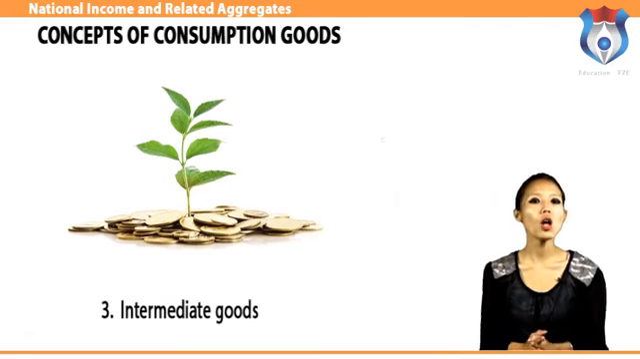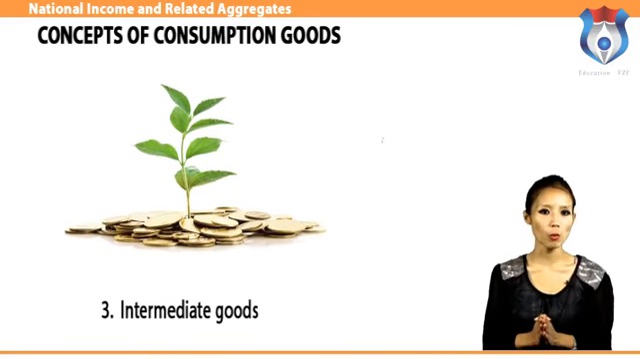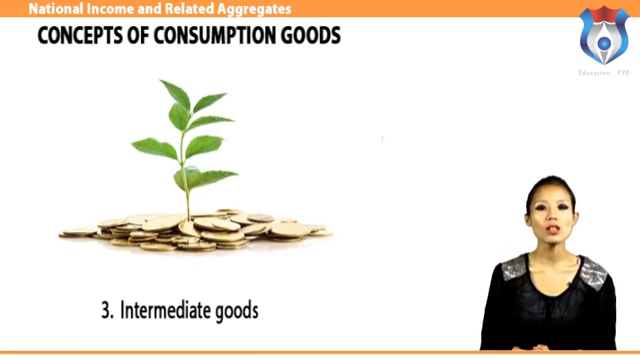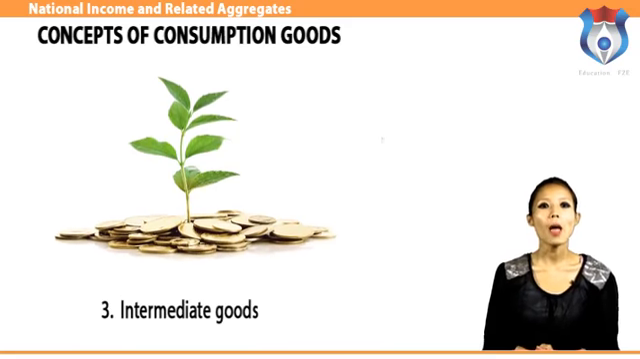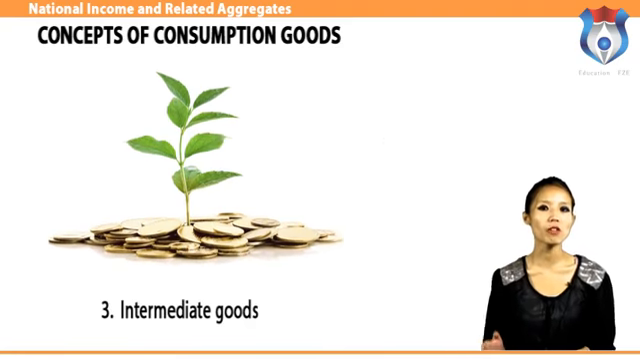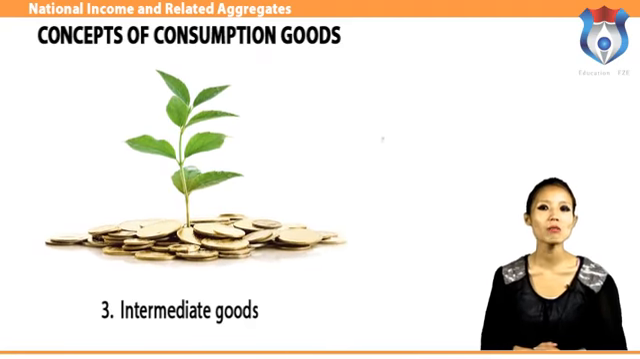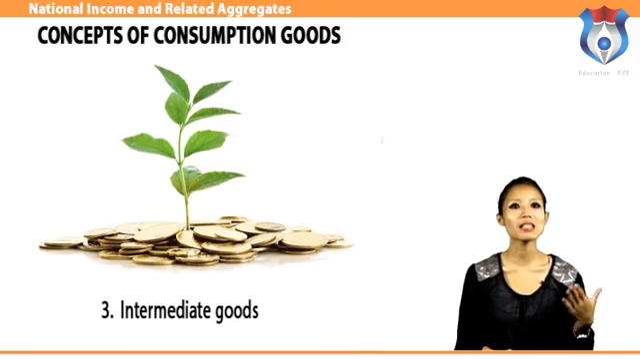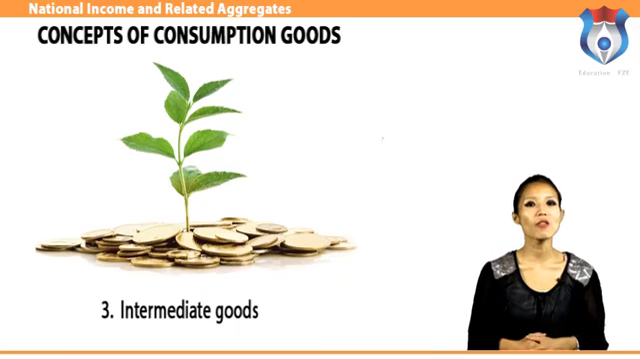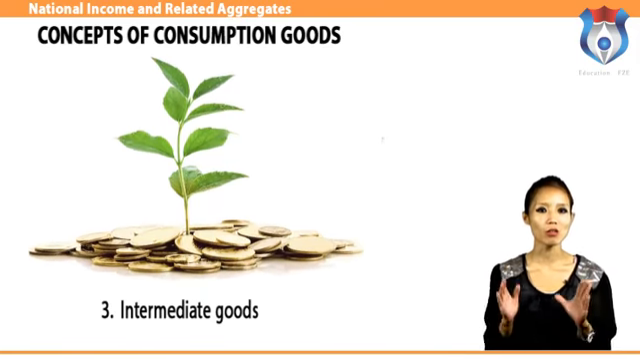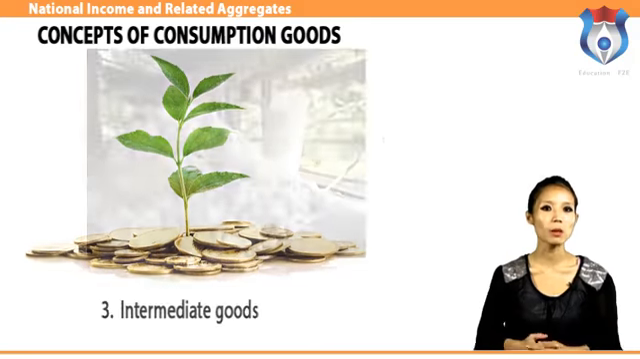Intermediate goods. All those goods which are used by the producer for producing other goods are known as intermediate goods. These goods are not demanded for their own sake, but for their use in producing other goods. Raw materials and semi-finished goods are regarded as intermediate goods. For example, raw cotton used for the production of yarn is an intermediate good. The value of intermediate goods is not taken into account while estimating the gross domestic product (GDP).